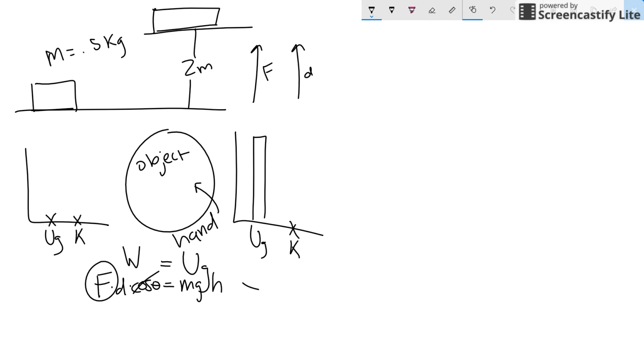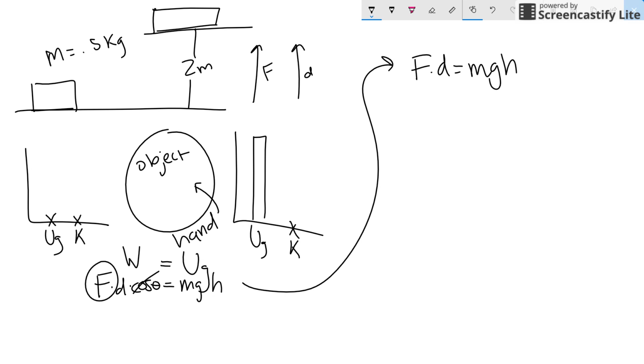Let's do the algebra first. Bring our equation over here. So we've got force times distance equals mgh. Let's divide away the distance. And now we're just left with force. The distance traveled is equal to the height gained, so we can also just go ahead and cross that out. So the force is going to be equal to mg in this case.